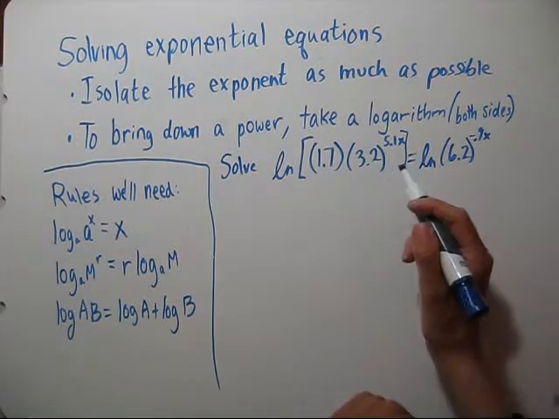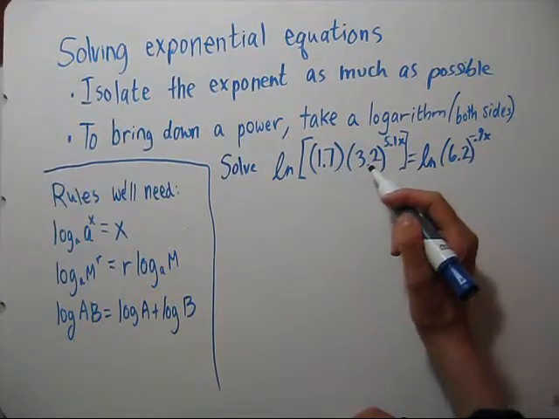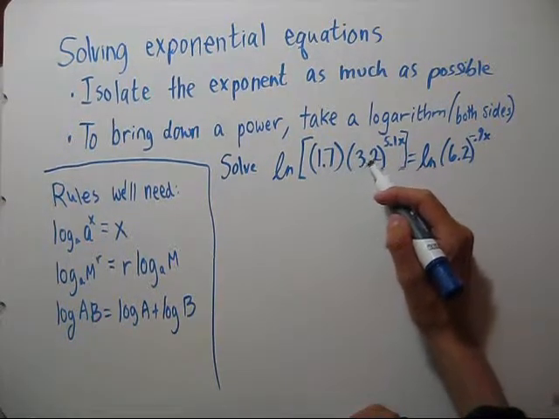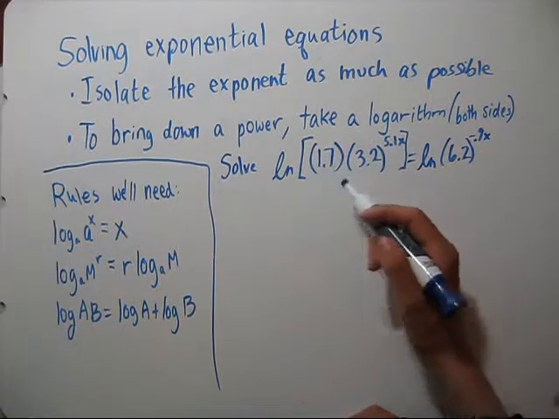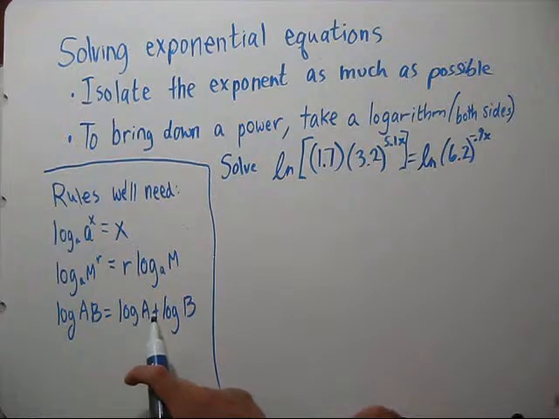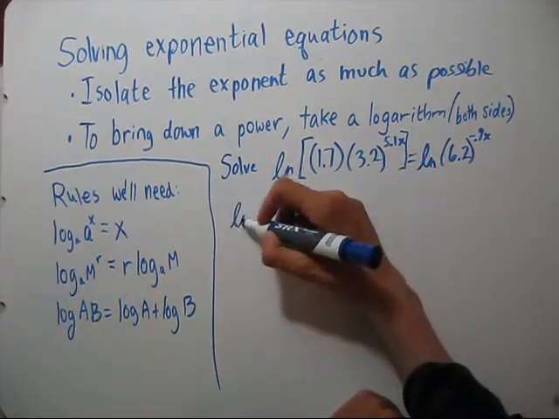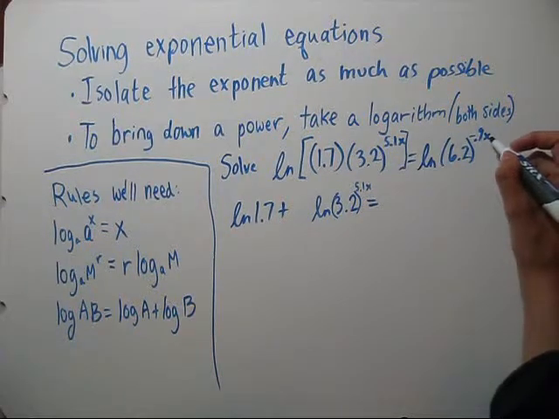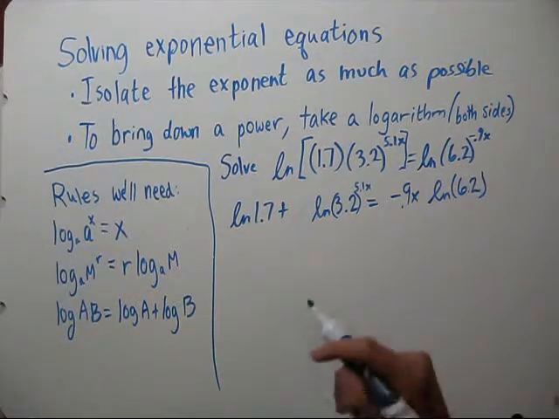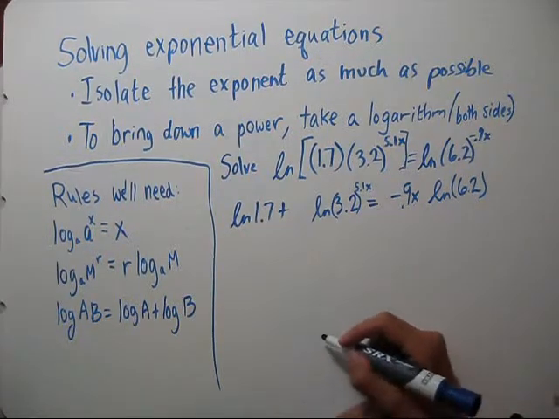On the left side, we can't bring that 5.1x out front because it's just the exponent on the 3.2. That 1.7 is messing us up. So let's look at this rule. Log of AB is log A plus log B. We can split that up that way. We can bring down this exponent. Once we've split those up, we can bring that 5.1x down also.